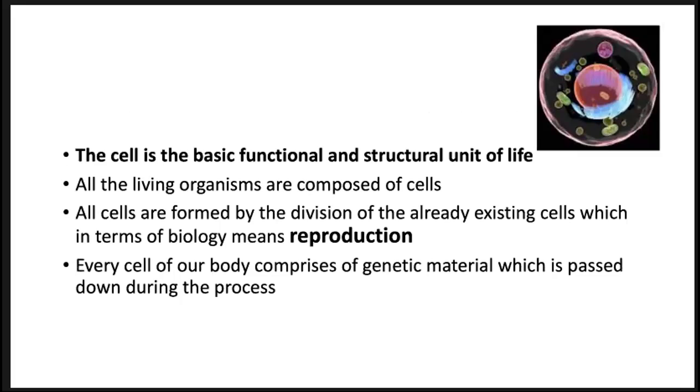If we have to define a cell, we can define it as the basic functional and structural unit of life. All living organisms are composed of cells. And cells are formed by the division of already existing cells, which in terms of biology means reproduction. Every cell of our body comprises genetic material, which is passed down during the process. So basically, a cell is the smallest unit which can live on its own. It can reproduce on its own by the process of cell division, and that is how it increases its number. Moreover, it can pass down that information through generations. And this makes up the living organisms in the tissues of our body.